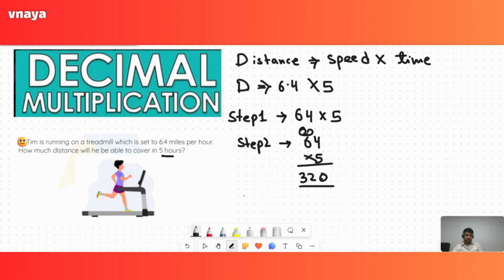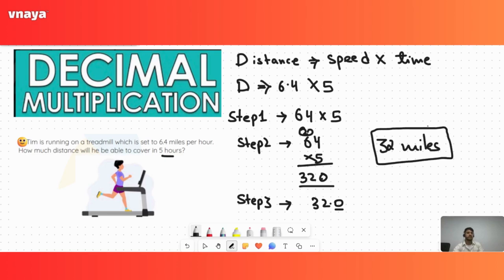Okay, now step 3, we have to add our decimal again. So our number is 320, but we have one digit after the decimal in our question, so we will have one digit after the decimal in the final answer also, right? So where will you put the decimal? One digit, and here the decimal. So our final answer is 32 miles. That means 32 miles will be the total distance Tim will cover.